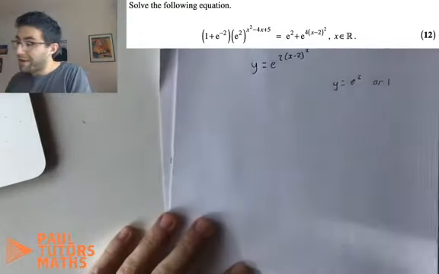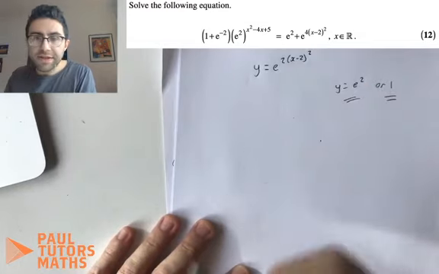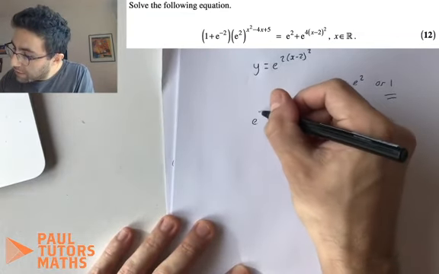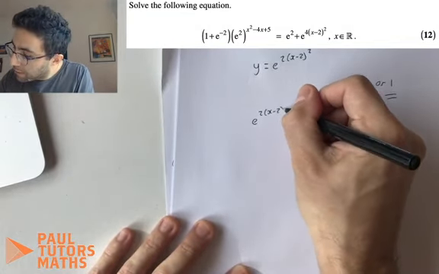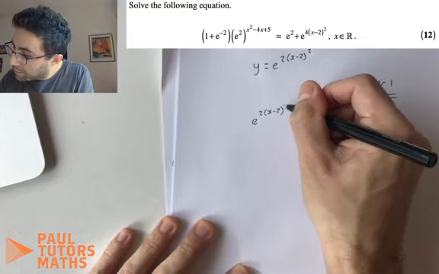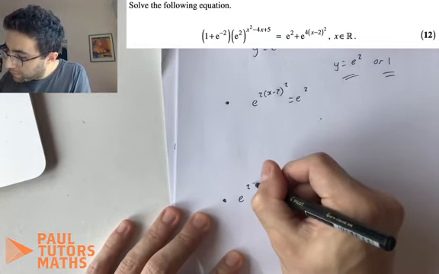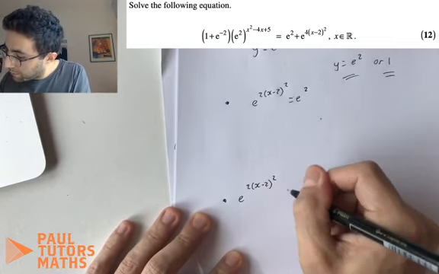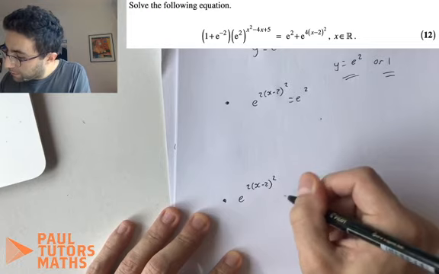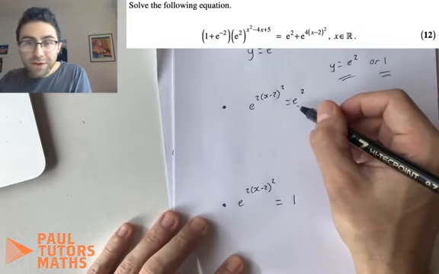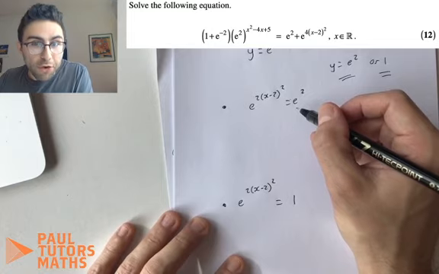So now we need to convert our 2 answers into x. So we're going to have e to the 2x minus 2 squared equals e squared. And we're going to have another one down here, which would be e to the 2x minus 2 squared equals 1. Try and solve this one. This is probably a good time to log both sides.